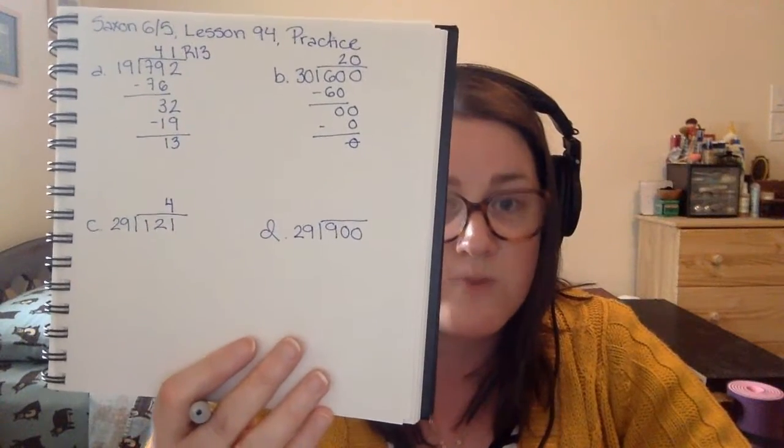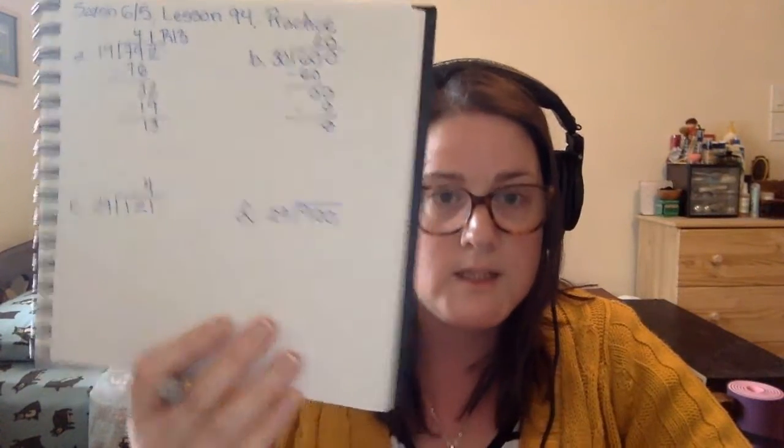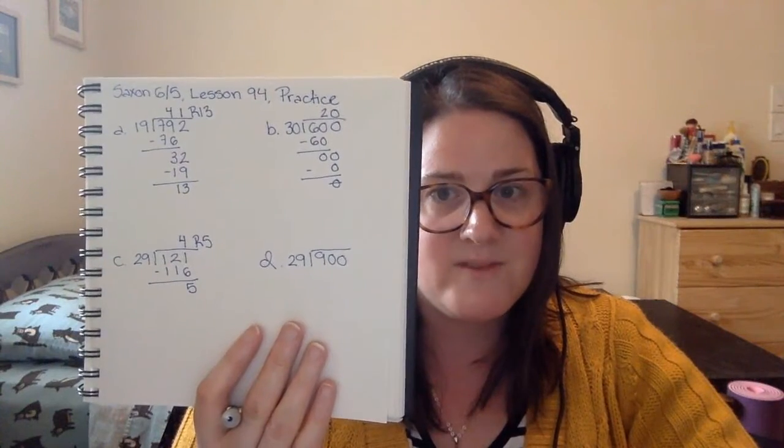Remember that I am dividing 121, so my 4 is over the second 1. 4 times 9 is 36. 4 times 2 is 8, plus 3 is 11, so I get 116. 121 minus 116 is going to be 5. There's nothing more to bring down, and so my remainder is 5. My quotient is 4, remainder 5.